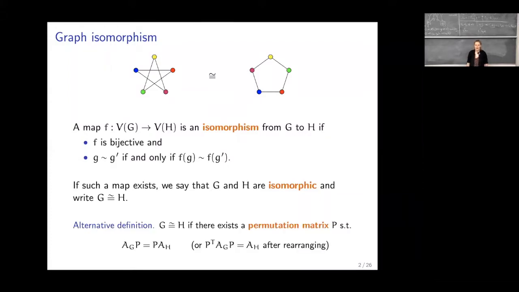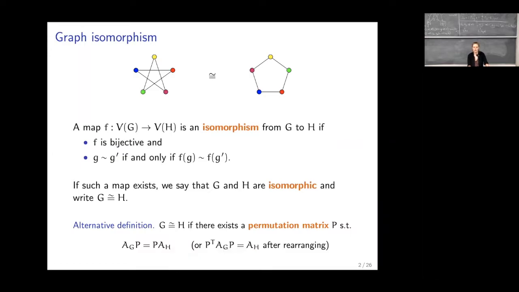Perhaps your favorite way of thinking about graph isomorphism is in terms of adjacency matrices. In that case, two graphs are isomorphic precisely when we can find a permutation matrix that conjugates the adjacency matrix of one graph to that of the other. This conjugation I can also write in a slightly different way, where my permutation matrix appears on both sides of the equation. Sometimes I'm going to refer to this as the matrix-based definition of graph isomorphism.